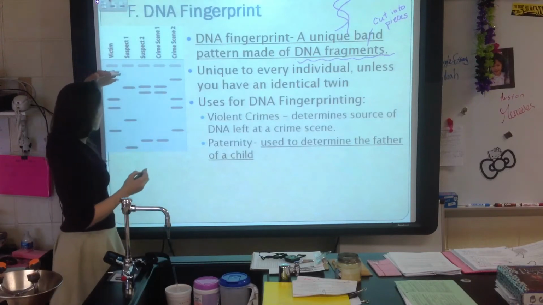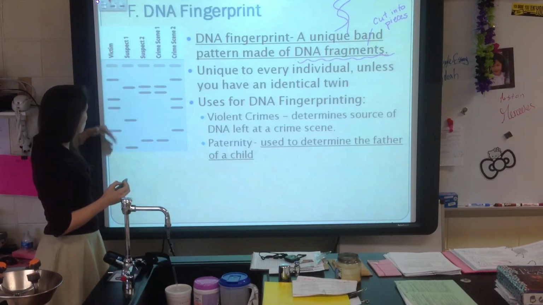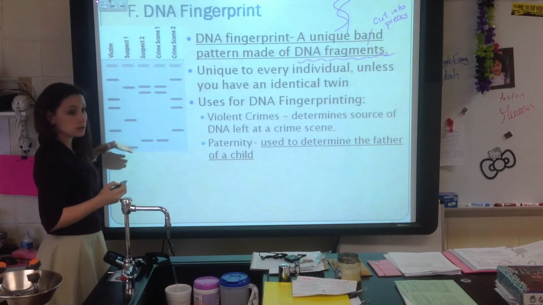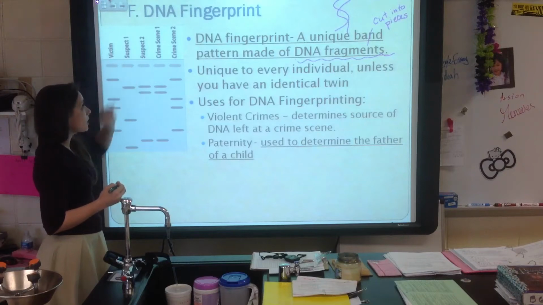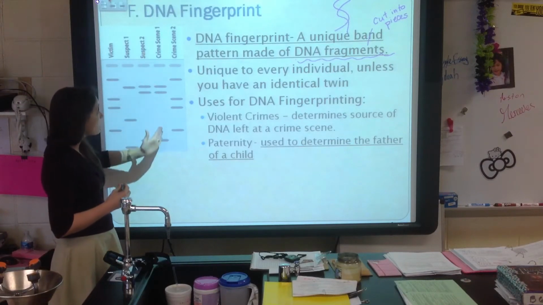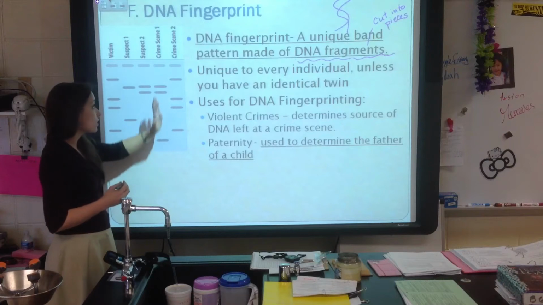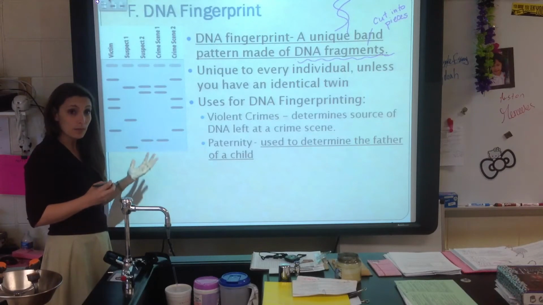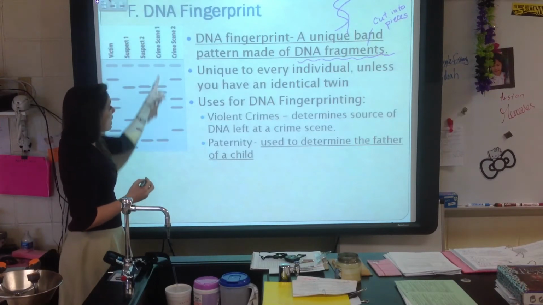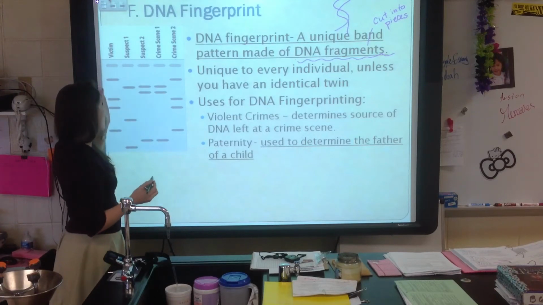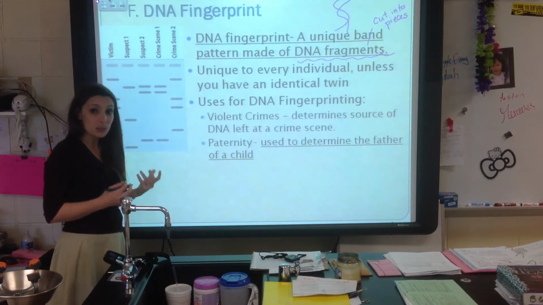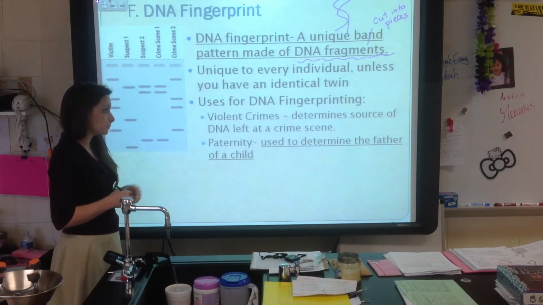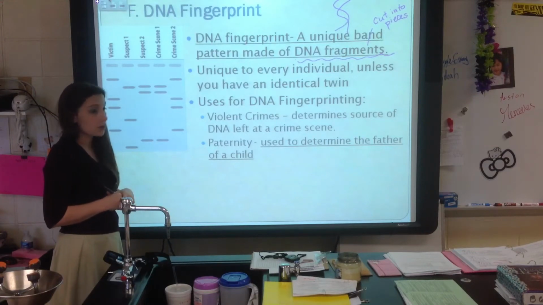And so this is kind of what a DNA fingerprint looks like. It's a banding pattern. You can see that this person has a different set of patterns than each of the other people on here. Suspect 1 and suspect 2. Now we have crime scene 1 and crime scene 2, and we look at where the DNA at the crime scene came from. So if I have DNA at a crime scene, I can get the DNA from my victim and from my suspects, and I can figure out which suspect was probably at that crime scene. So we can use it for violent crimes, or we can use it for paternity.